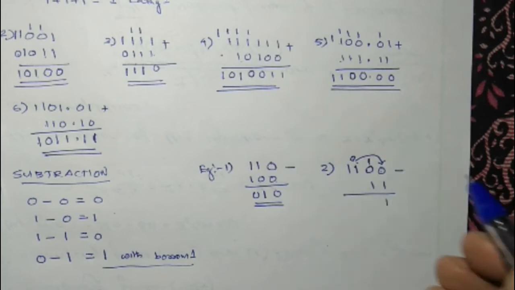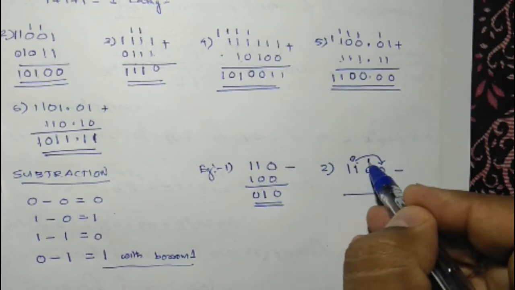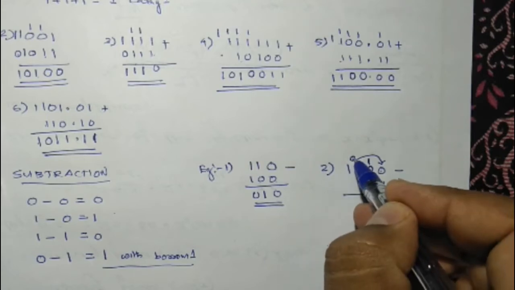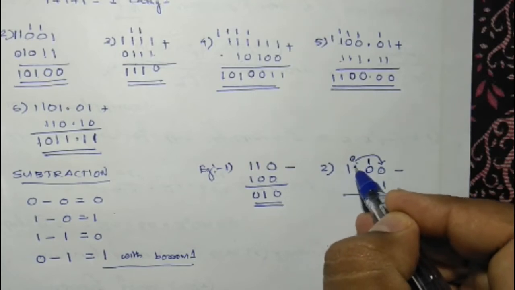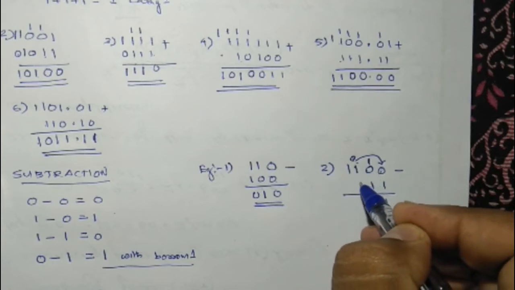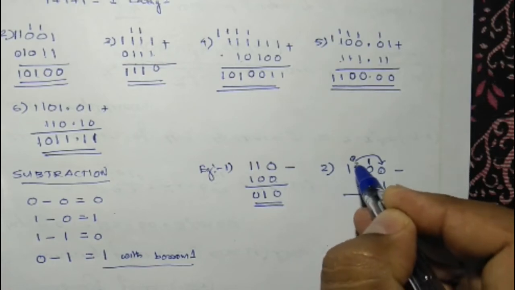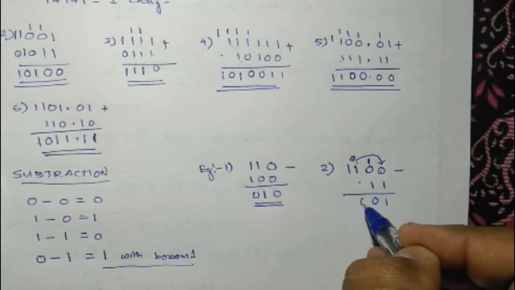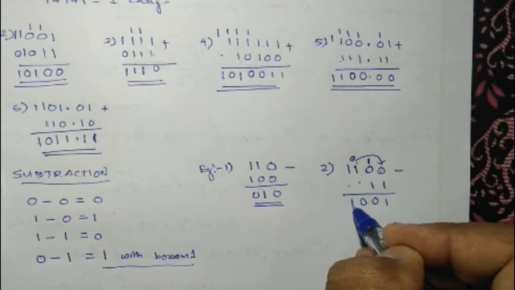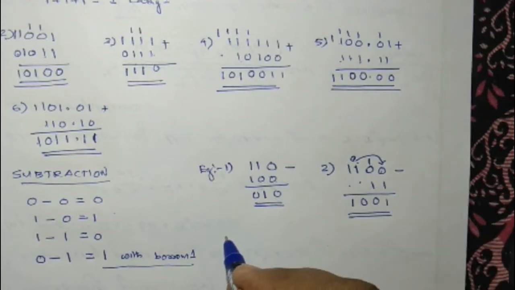So this becomes 1. Now this is a 1. 1 minus 1 is 0. Now it is 0 here because it's been borrowed by this 0. So 0 minus, there is nothing here. So 0 minus 0 is 0. 1 minus again 0 is 1. This is the answer. Let's do another example.